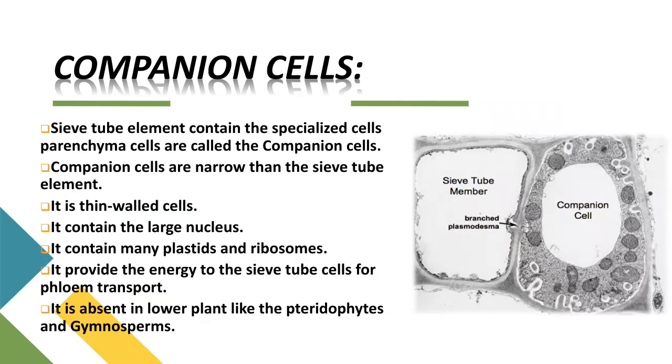Companion cell. Sieve tube elements contain specialized cells. These parenchyma cells are called companion cells. Companion cells are narrower than the sieve tube elements. They are thin-walled cells. They contain a large nucleus, many plastids and ribosomes. They provide the energy to these sieve tube cells for phloem transport. They are absent in lower plants like the pteridophytes and gymnosperms.